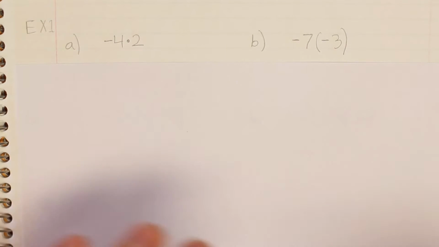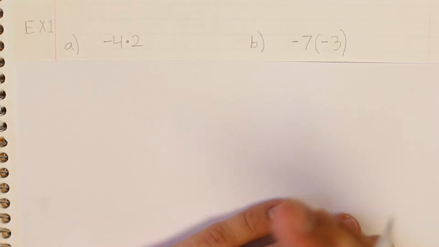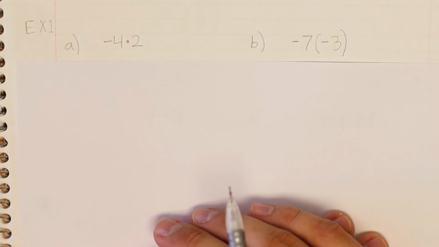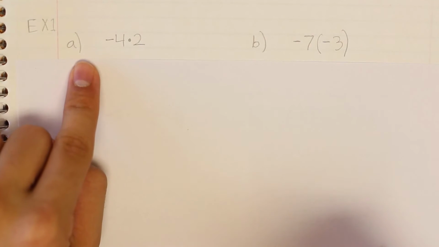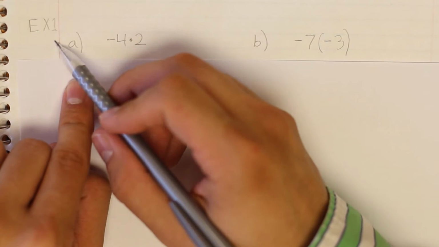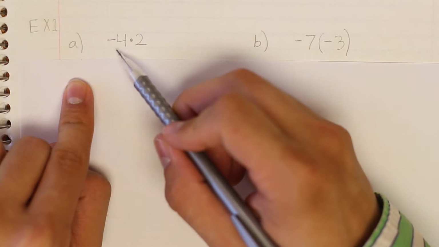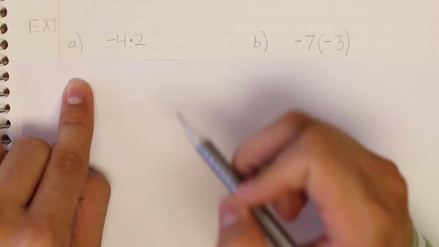So for our first example, we're going to be taking a look at two problems. Now remember, we're multiplying and dividing integers. First, we're going to look at multiplying. Integers are both positive and negative numbers. So for the first numbers, we're going to look at example 1a. And right here we have -4 times 2.